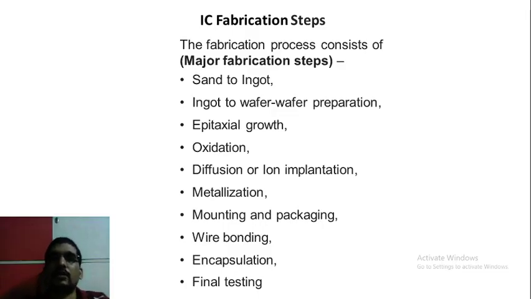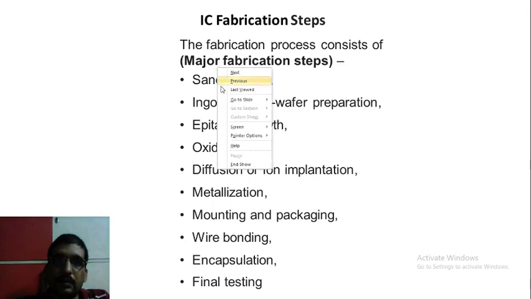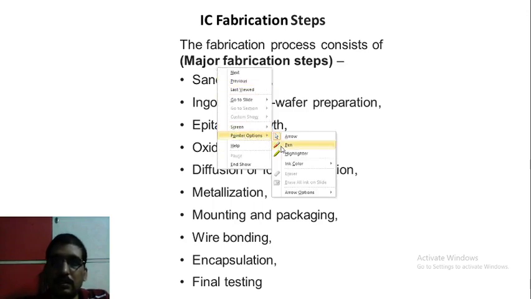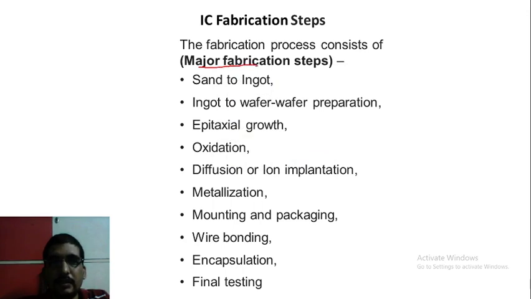So now let's talk about the major fabrication steps. If we see what the major fabrication steps are, we start from the basic raw materials like sand, etc. We form the ingot, then the wafer is prepared, epitaxial growth, oxidation, diffusion or ion implantation, metallization, mounting, packaging, wire bonding, encapsulation, and final testing are the main steps in any IC fabrication.